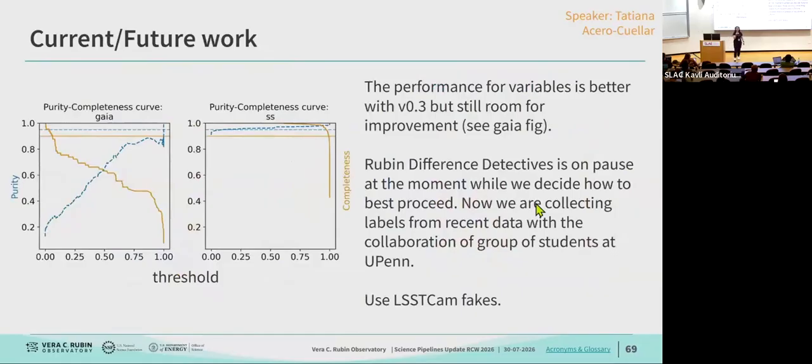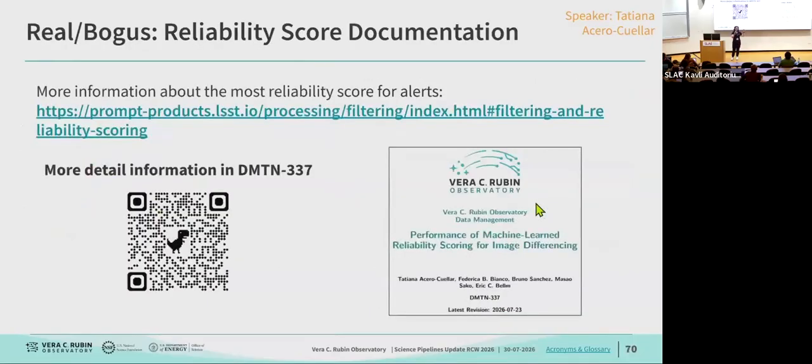Okay, so current and future work. The performance on the variable objects is still not so good, but it's better than when it was the 0.1 model. The Zooniverse project is currently on pause while we're still discussing the best way to approach the project. In the meantime, we are collecting data with a more local group of students at UPenn. We are for sure going to use LSSTCam fakes. And all of this information and more is available in this DMTN.